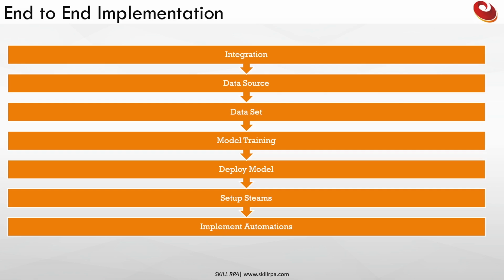Once we have the data set, we start training our model on the data set, and then the model will be deployed. Then we set up the streams, which is nothing but passing on the data identified or captured by Communications Mining to the implementations. Implementations means that based on the data we are receiving, we build our automation workflows, and then it will be an end-to-end automation flow with the help of Communications Mining on the unstructured data.